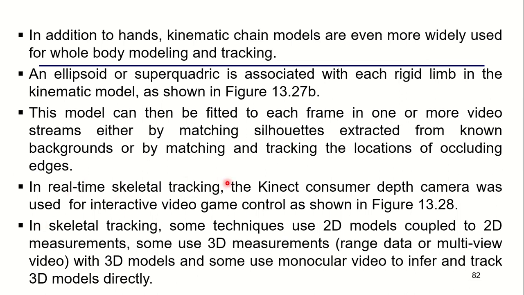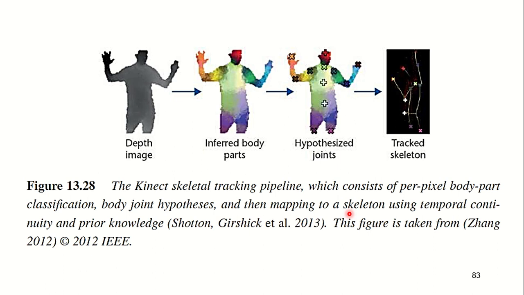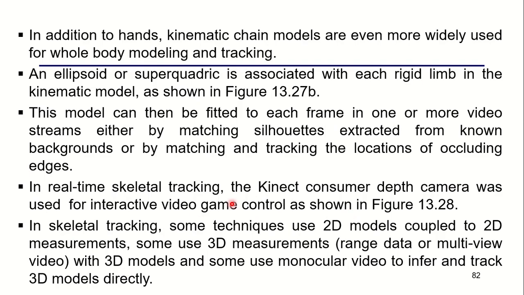In real-time skeletal tracking, the Kinect consumer depth camera was used for interactive video game control, as shown in figure 13.28. In skeletal tracking, some techniques use 2D models coupled to 2D measurements, and some use 3D measurements like range data or multi-view videos. They use these 3D measurements with 3D models, and some other techniques use monocular video to infer and track the 3D models directly.